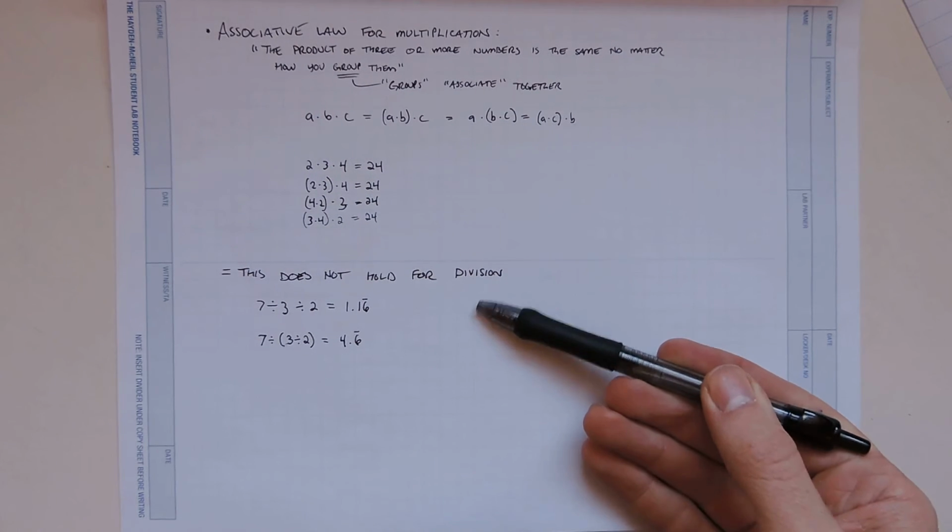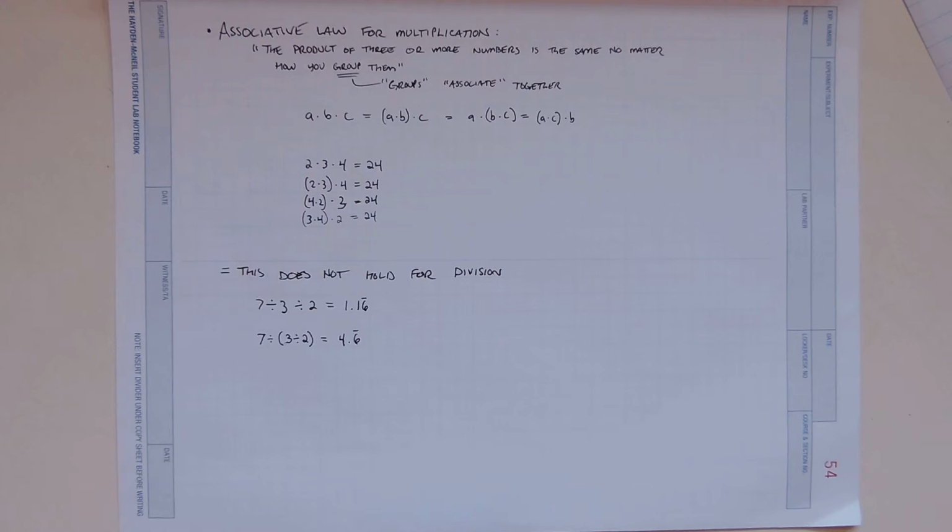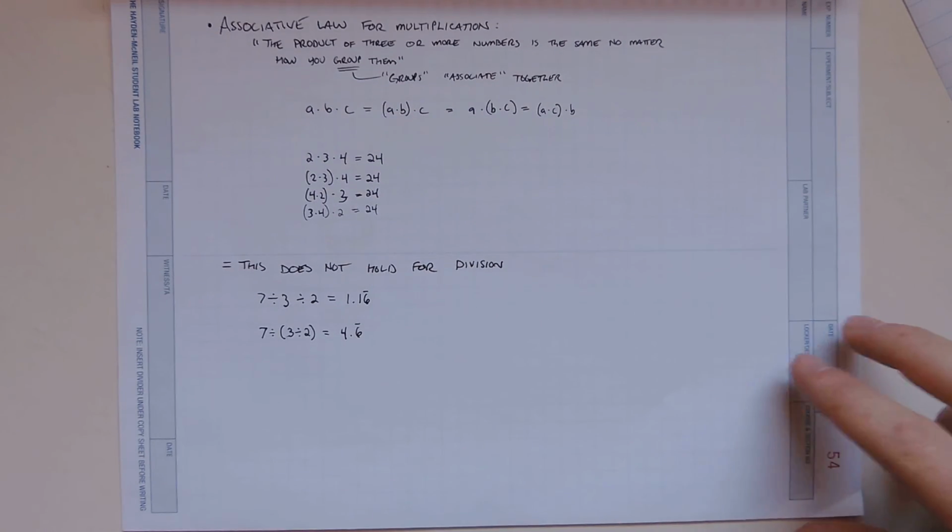This again does not hold for division. (7 ÷ 3) ÷ 2 is 1.16 repeating, while 7 ÷ (3 ÷ 2) is 4.6 repeating.